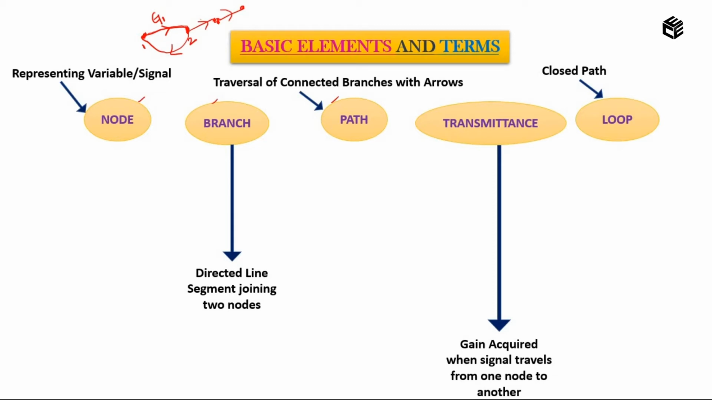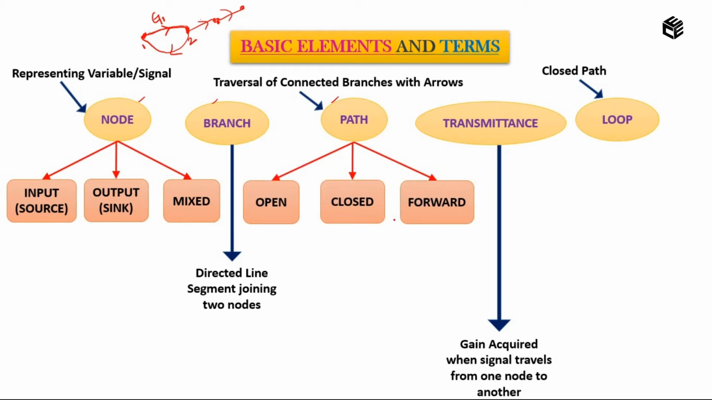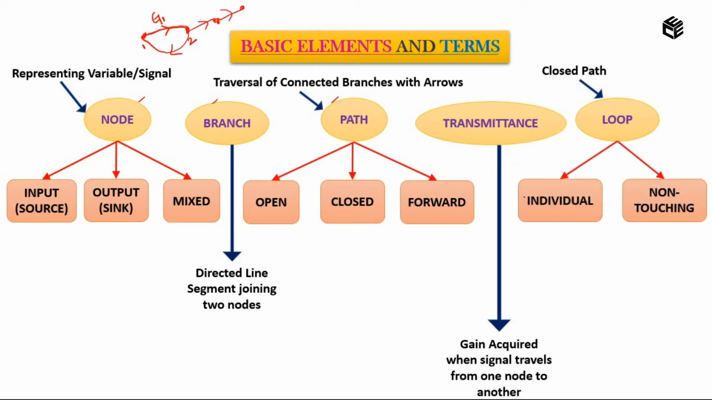Okay. Now let's discuss what are all the terms that comes under each elements. So under node we will be having three, that is input node, output node and mixed node. The other name of input node is source and the other name of output node is sink. Similarly under path we are having open path, closed path and forward path. Similarly under loop we will be having individual loop and non-touching loop. So let's see one by one.